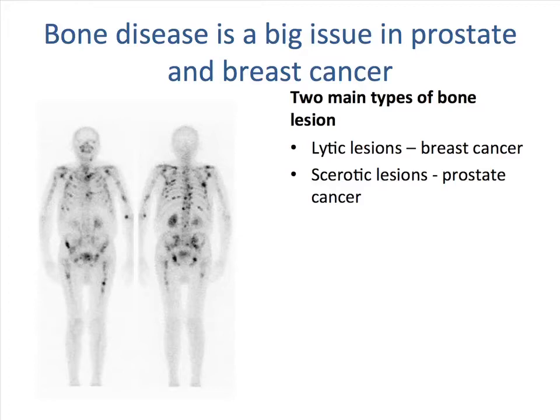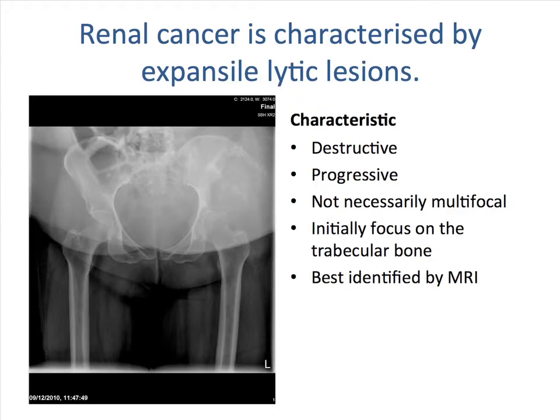There are two key aspects. They're lytic bone metastasis and sclerotic. Lytic is associated predominantly with breast cancer, but the lytic lesions, very much driven by this osteoclastic activity, we see in renal cancer as well.